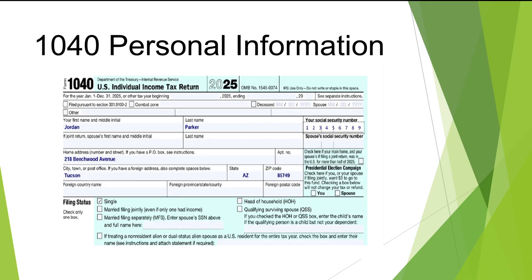He does not have any dependents, so he can't file head of household. He's not married, so he can't file married. And he didn't have a spouse who died during the year, so he can't file qualified surviving spouse.